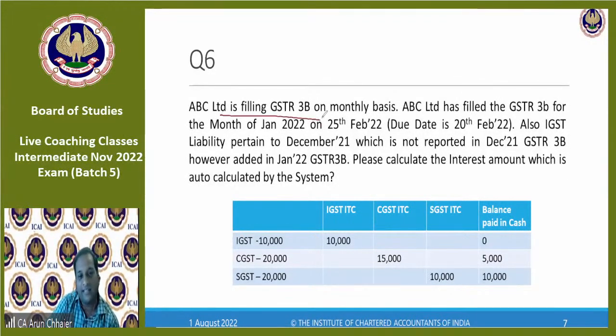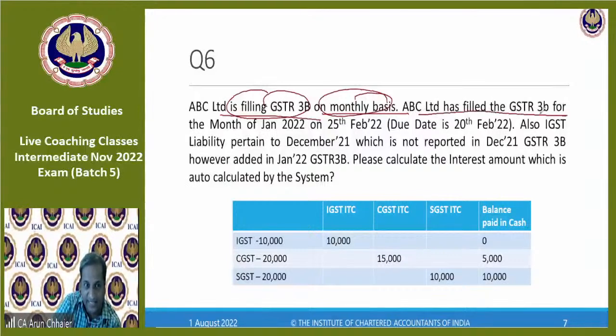ABC Limited is filing GSTR 3B on monthly basis. ABC Limited has filed the GSTR 3B for the month of January on 25th Feb. The due date is 20th Feb. Also, IGST liability pertains to December 21.